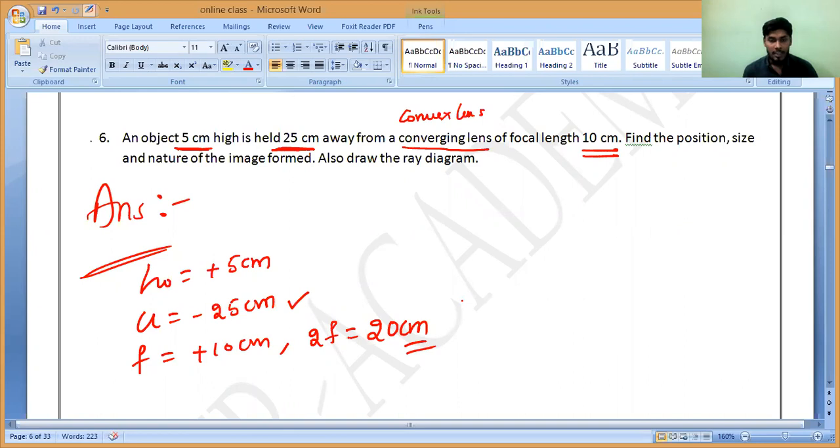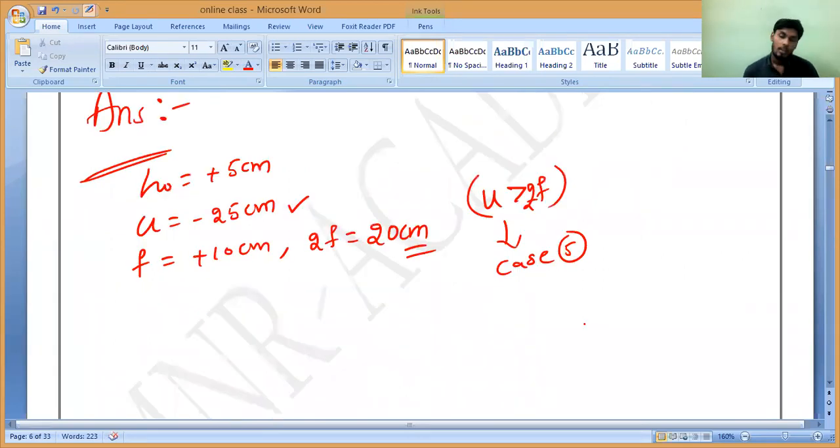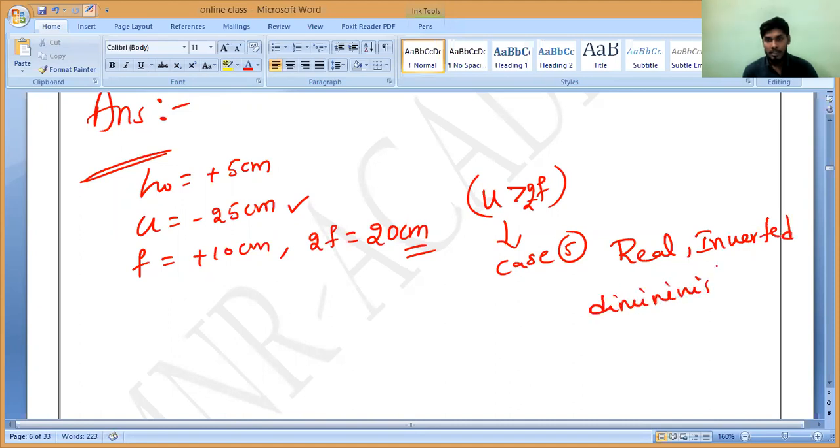Object distance is greater than 2F. So it is case number 5. Is it true or not? Yes, sir. So case 5, real image. Tell me all the characteristics: real, inverted, diminished image, and the position is between F and 2F.